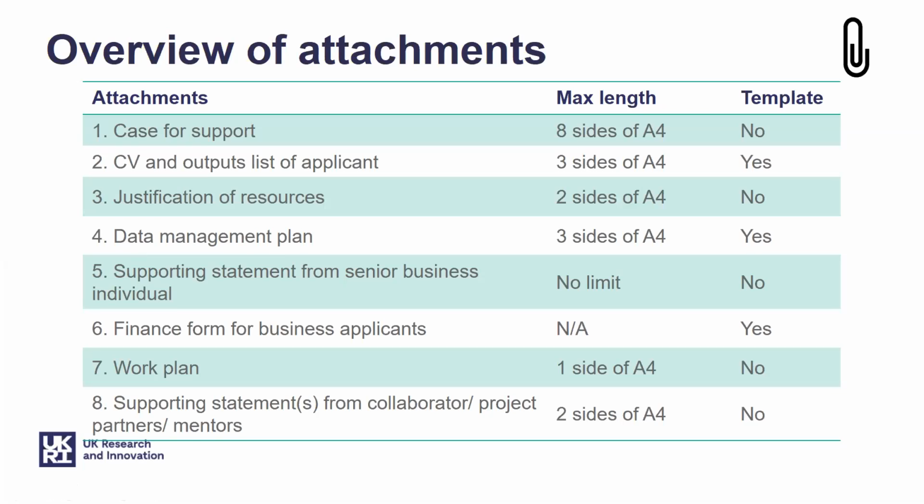So a CV where there's a specific template for you to complete, a justification of the finances that you're requesting, a data management plan, which will vary in importance depending on the nature of your application, a supporting statement from the senior business individual, which again is a really important part of the application. The finance form, very important because that's where you need to tell us all the money that you would like. And if it's not in that form, then we're unable to give you those funds. A work plan, and then some supporting statements from collaborators, project partners, and mentors. So we'll go through all of these in a little bit more detail now.